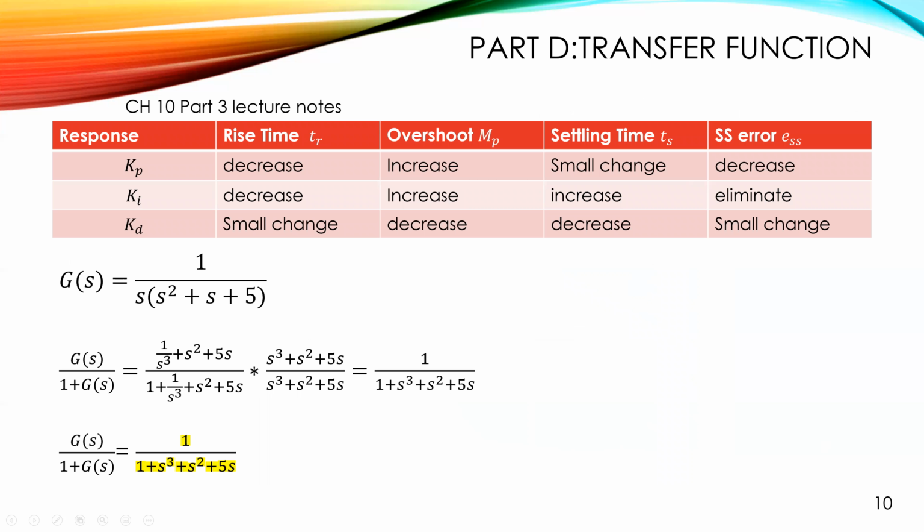For part D, here we have the closed loop transfer function. As you can see, we have this result highlighted in yellow, and it's at the bottom. We also got this chart from our Chapter 10 Part 3 lecture notes, and this helped us to determine the rise time, overshoot, settling time, and the error, and this just gave us an idea of what we were looking for.